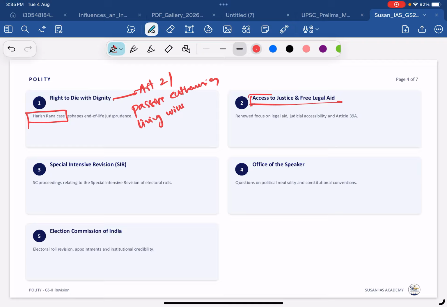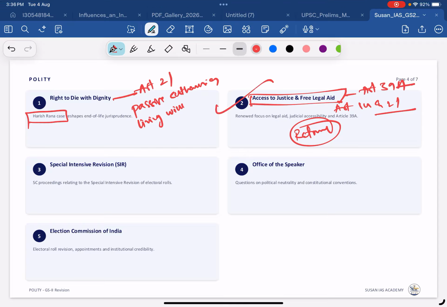And another thing is access to justice and free legal aid. Free legal aid comes under article 39A, and also article 14 and 21, right to equality, and the Legal Services Authorities Act, NALSA, Lok Adalats, free legal aid, and what are the barriers to access to justice, and issues about undertrial prisoners, and e-courts and legal technology and reforms. So these are the multiple dimensions you can cover in access to justice and free legal aid.